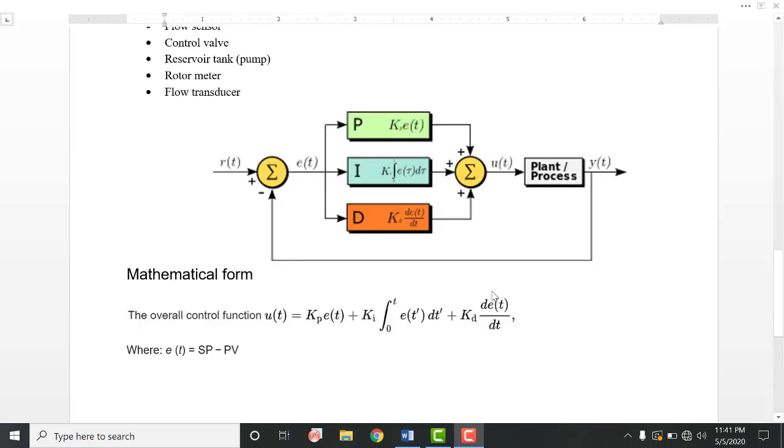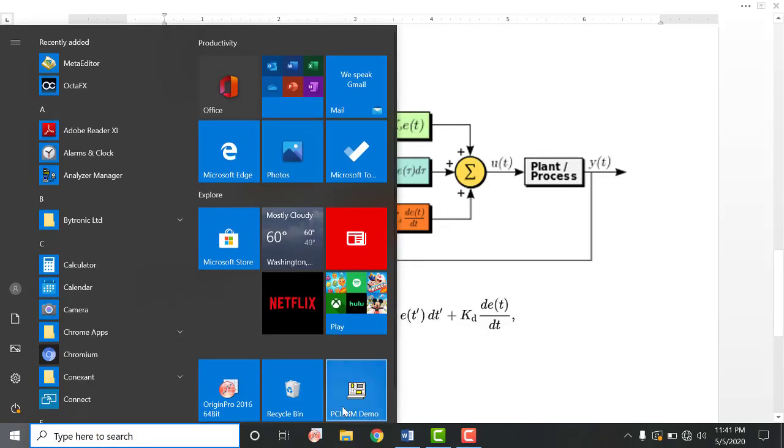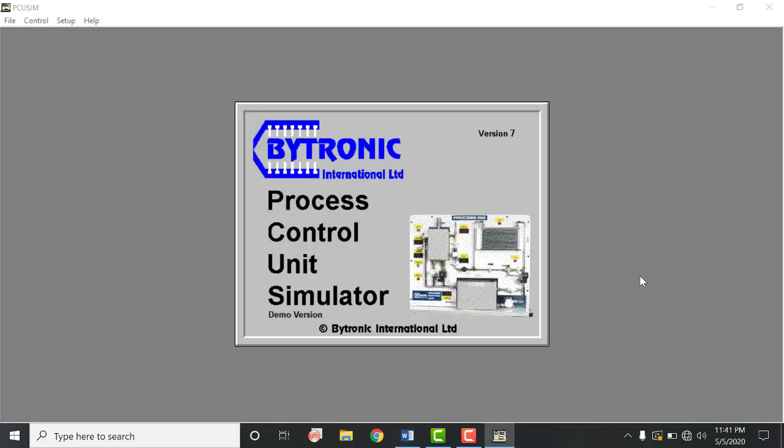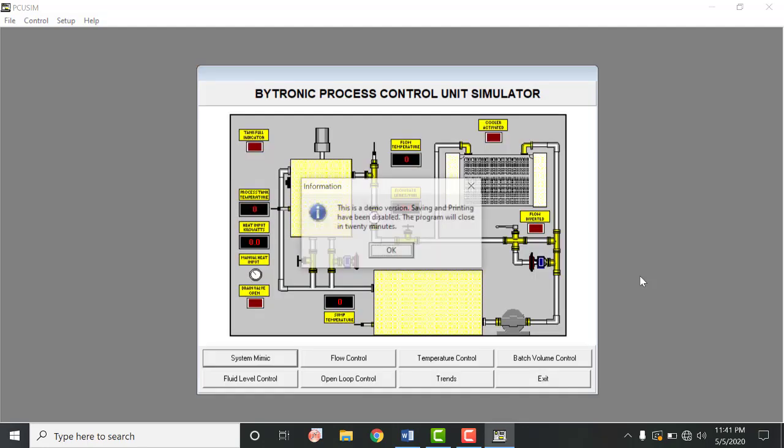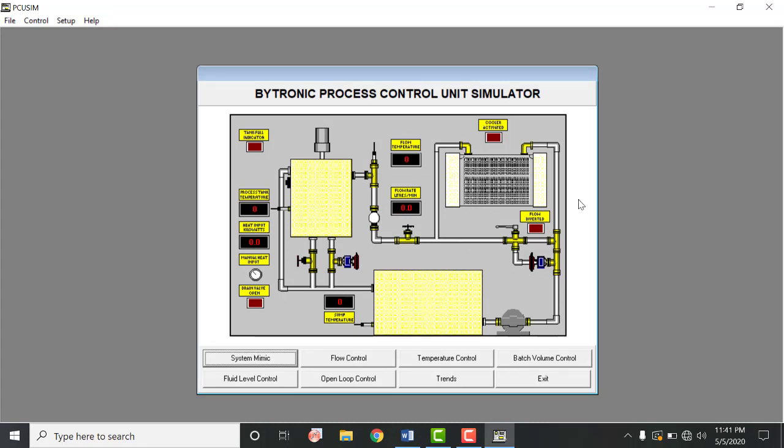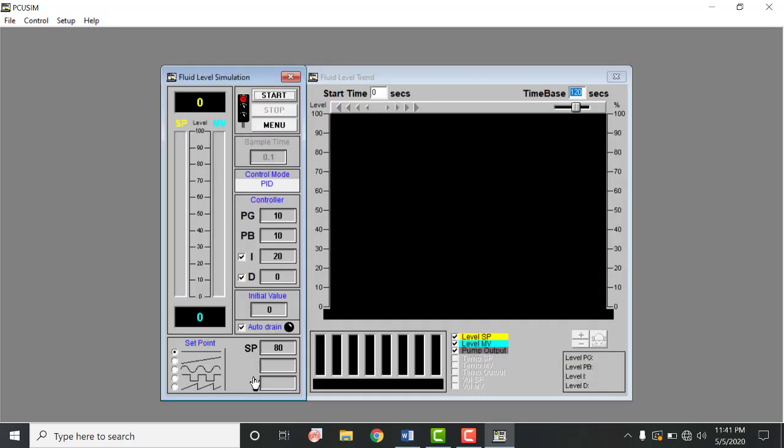So let's go to our software. The software is easily available at pytronic.net. It is a demo software, and you can get it very easily. PCUSIM stands for Process Control Unit Simulation Software. We have already worked on temperature control and fluid level control. Today you can already see that we have different options over here, so one by one we will start to define these options.